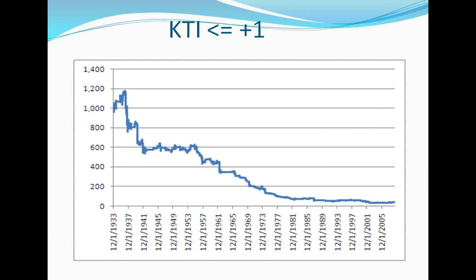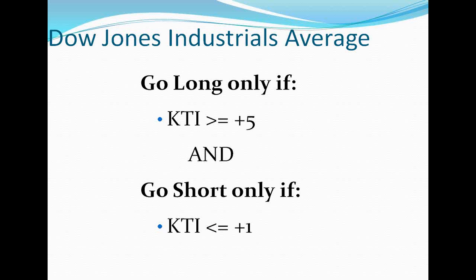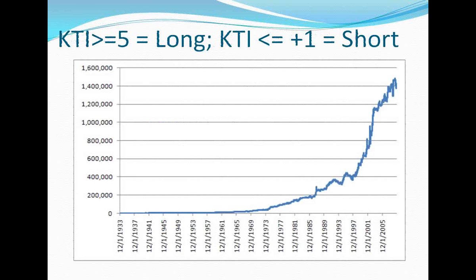To round out the picture, though, had you done the opposite, had you only been in the Dow those times when the KTI was +1 or less, that $1,000 starting in 1933 today would be worth about $38. To put it another way, you would have lost roughly 96% of your starting equity. And finally, if you put it all together, if you went long the Dow only when the KTI was +5 or more, and you went short the Dow if the KTI was +1 or less, the equity curve appears on the screen now. Basically, each $1,000 starting in 1933 would be worth roughly $1.4 million as of today.